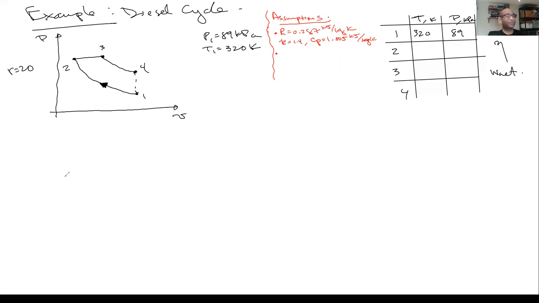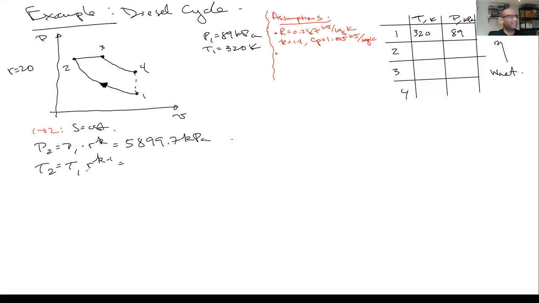Well, it starts very, very similarly to before. So from 1 to 2, this is S equal to a constant, compression. So P2 is equal to P1 times R to the K. If I punch that in, we find that P2 is equal to, so P1 is 89 kilopascals times 20 to the 1.4. So we get 5899.7 kPa. And T2 is equal to T1 times R to the K minus 1.